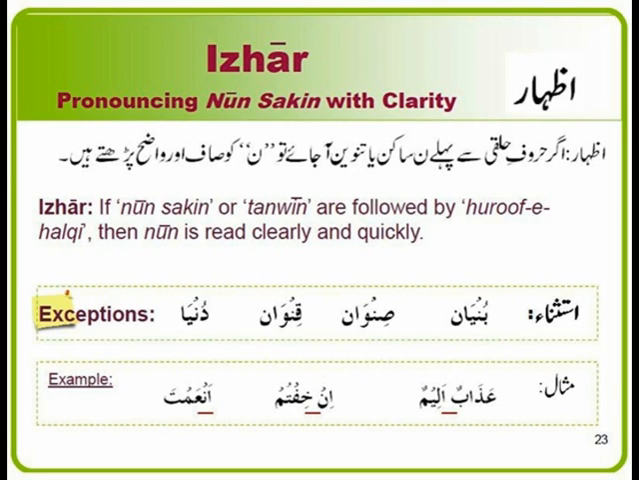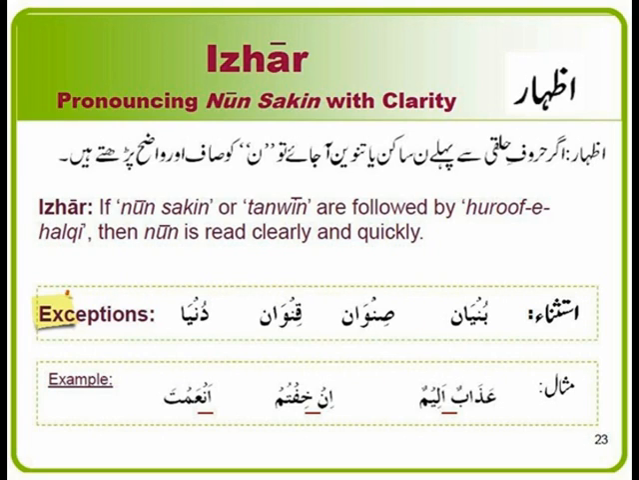Now, as I said before, the next few lessons will be dealing with tanween and noon sakin. There are two ways to pronounce noon sakin or tanween. The first one we will be teaching about is called izhar, which means pronouncing the noon sakin with clarity, without prolonging the sound or trying to hide the sound of the noon sakin or the tanween. Whenever you see a noon sakin or a tanween, always look at the letter that comes after it.